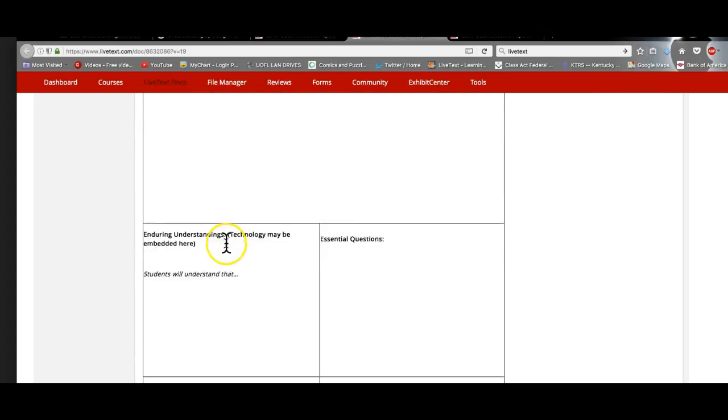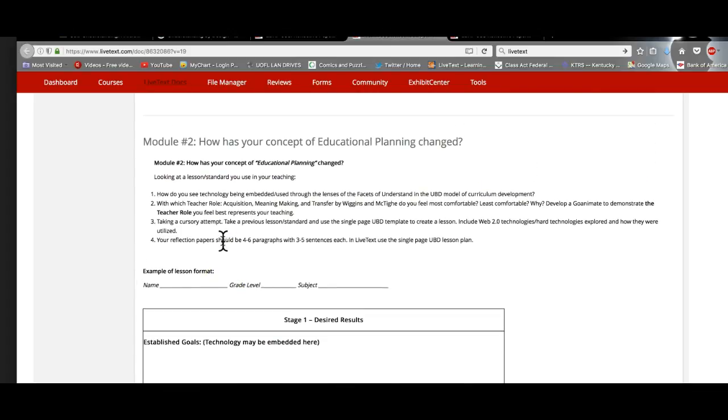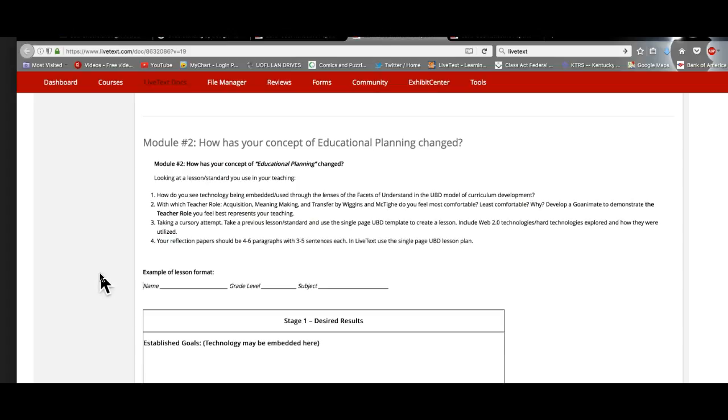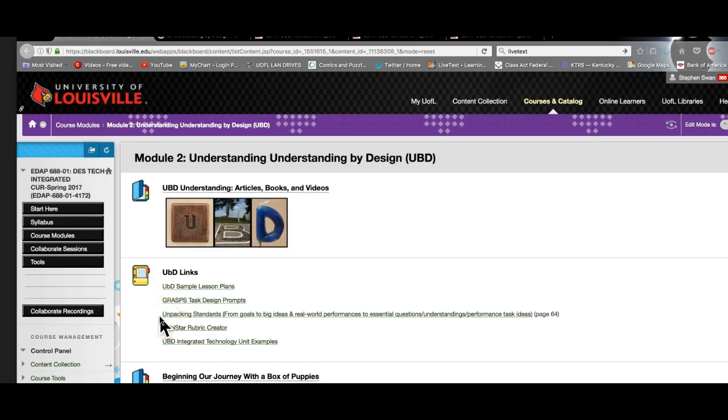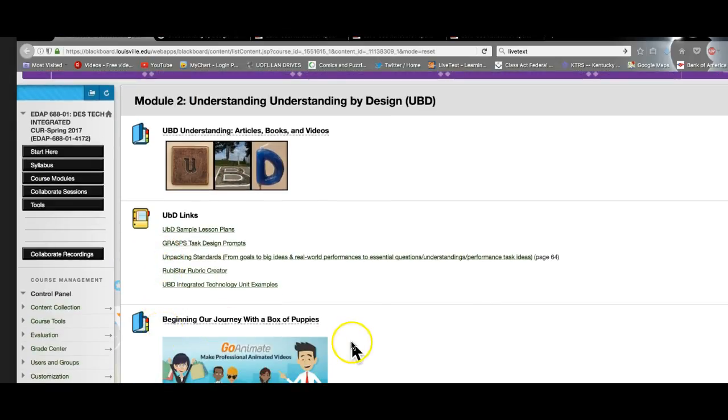And we're going to do a quick demonstration of that here. Now, what's the second part of this? Well, the second part of this is talking about teacher roles, and I will show you now where that lives. So in the second part of the module that has to do with understanding by design, we have a chance to practice what we've been preaching at you.